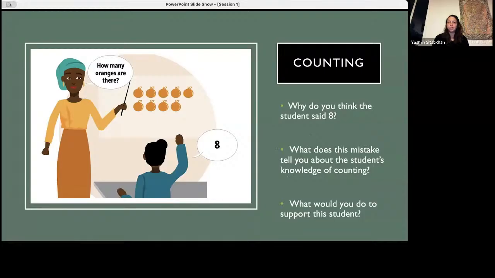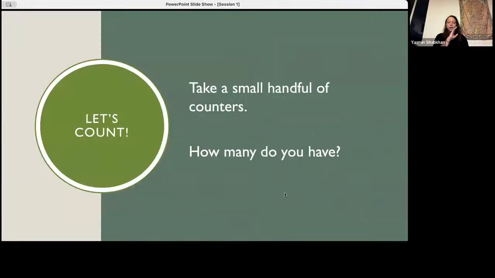Okay, I'm going to keep on going, but thank you everyone for sharing. Great ideas. Okay, so in the spirit of counting, let's count. Does everyone have some counters next to them, something that they can count? If you do, take a small handful of them, however many you want. So I have some right here. And count them. Does everyone have some counters? And then put in the chat how many do you have?